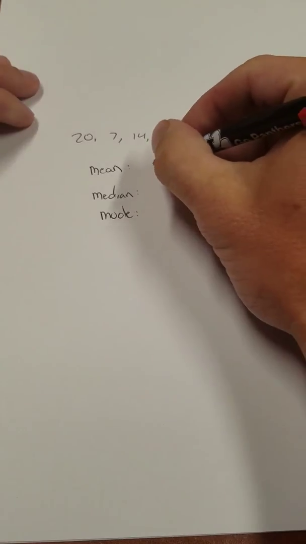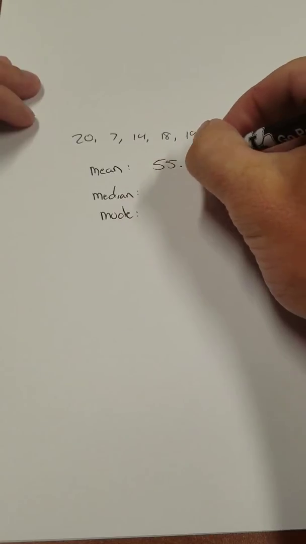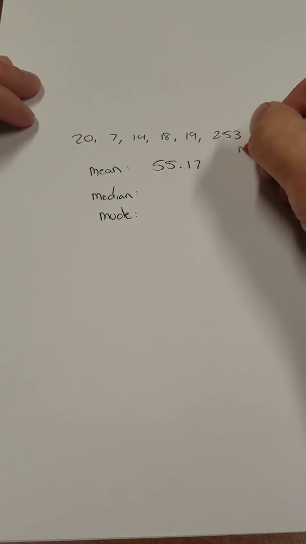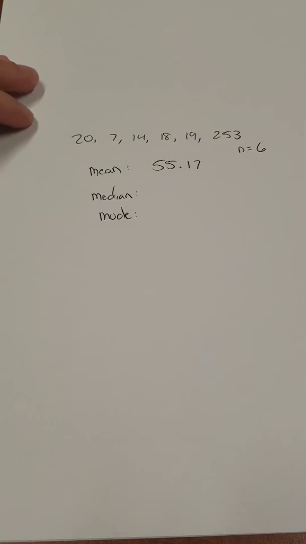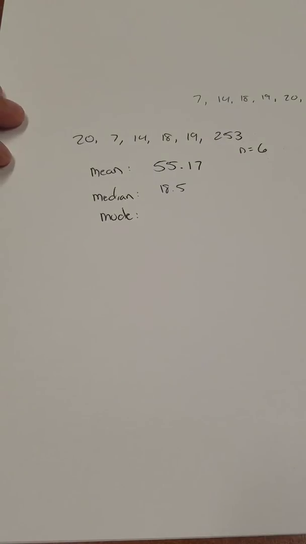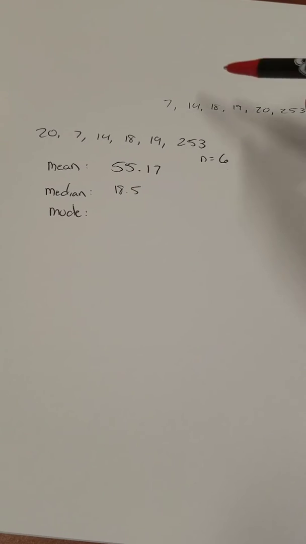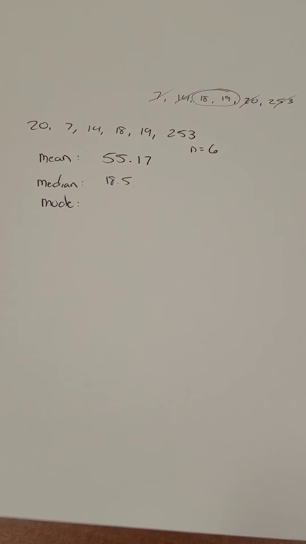Do the work. Now, for this data set, our mean turns out to be 55.17. In this problem, n equals 6. And our median turns out to be 18.5. Whenever you look at this, you can see that as you cross it off, this is one of those where you end up with two middle numbers. Add them up, divide by 2, and you end up with a median of 18.5.